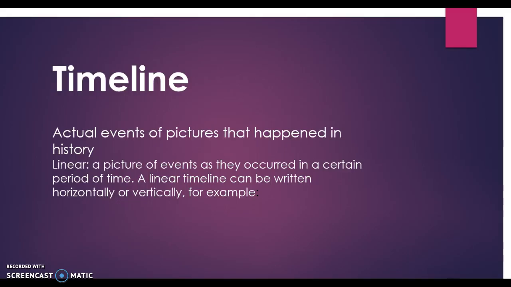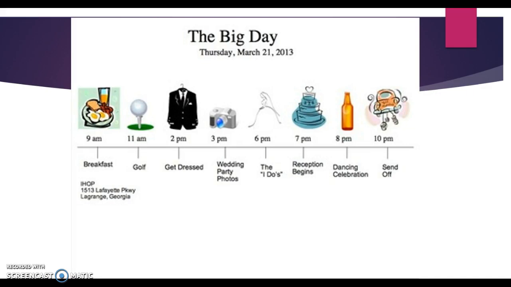I am going to briefly describe the importance of a timeline in a classroom and some technology to implement that timeline. First of all, a timeline is just when actual events, pictures, or descriptions are lined up in history in chronological order. There can be a linear timeline or a vertical timeline, and I'm going to show you some examples of those in a second.